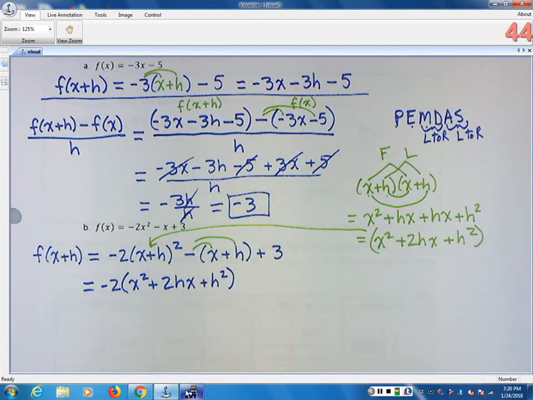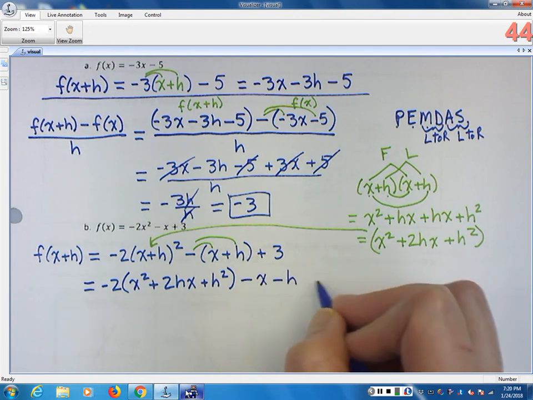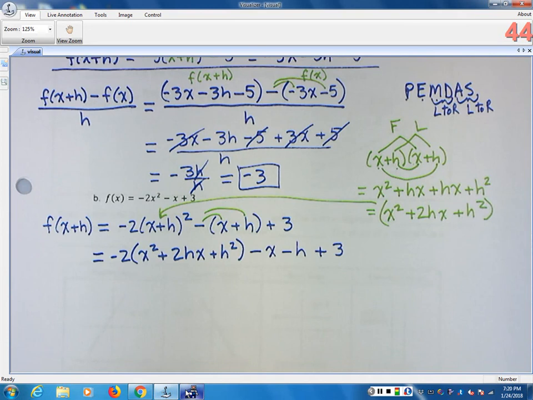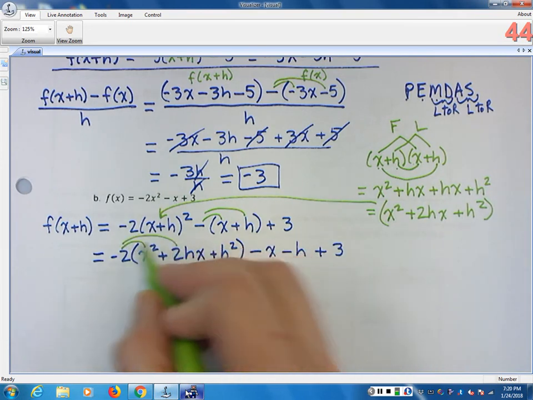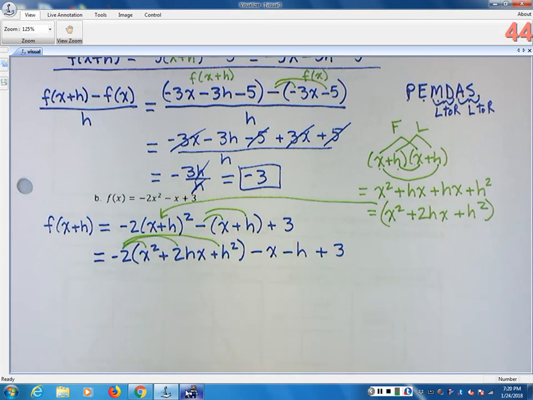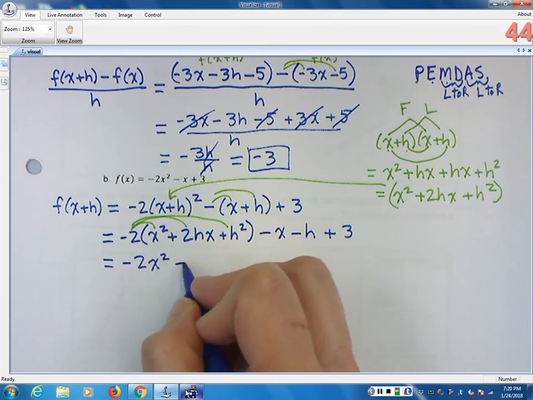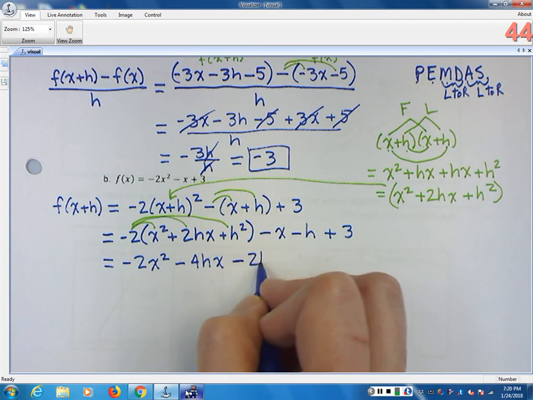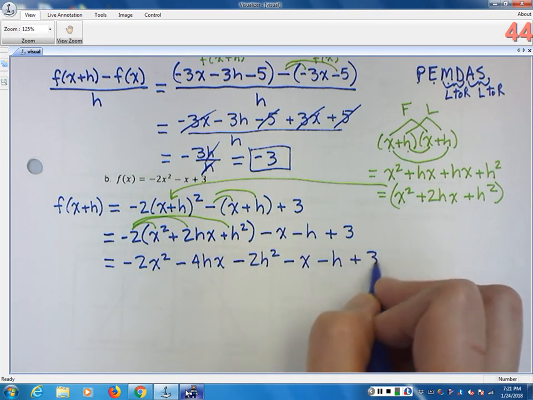And you get minus x minus h plus 3. Then we're going to distribute the minus 2 here. Every term has to be multiplied by minus 2. So it's minus 2x squared minus 4hx minus 2h squared minus x minus h plus 3.